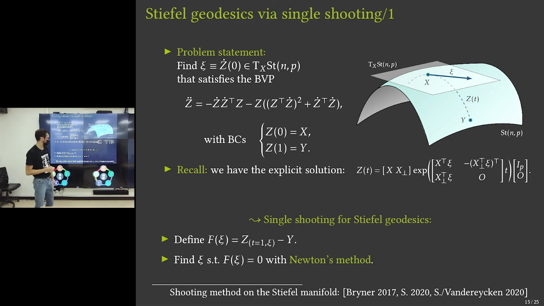And we do this with Newton's method. This shooting method you can find in this paper of Breiner, who is also the author that considers those shapes that I showed at the beginning, which was also on the website of Meta. And in my PhD thesis and another preprint. This is the method we use to find the distances between points on the Stiefel manifold.